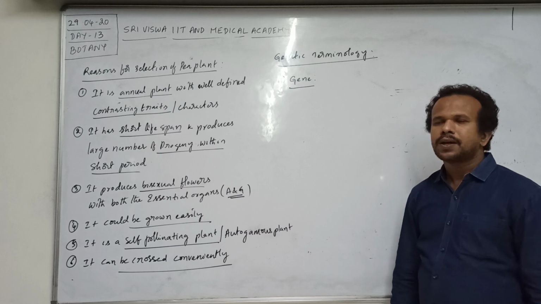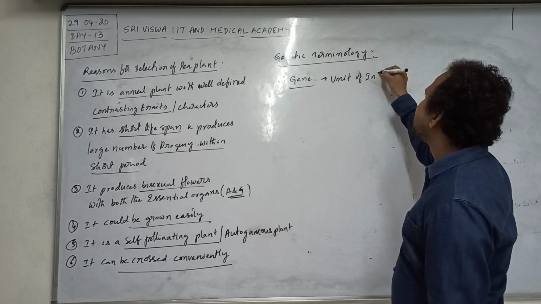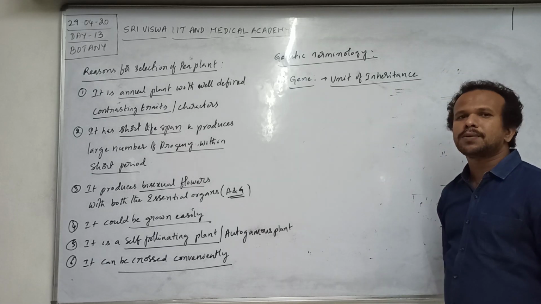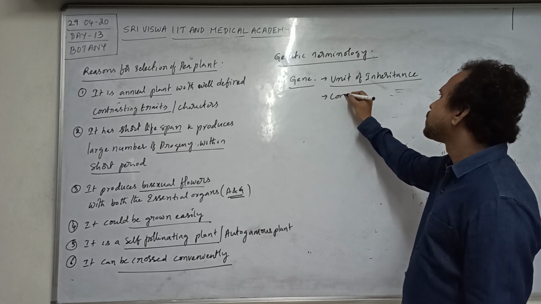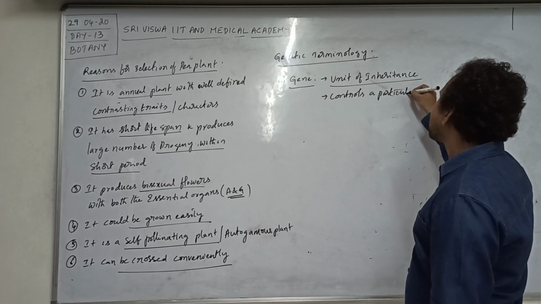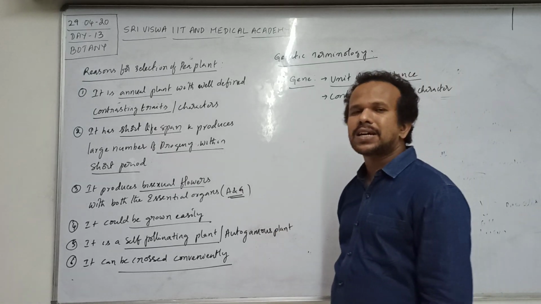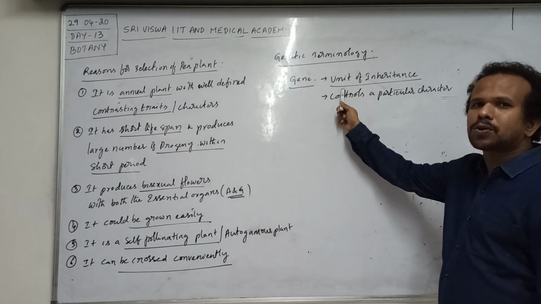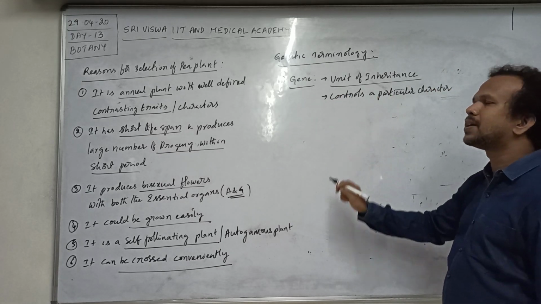Gene means, generally, a unit of inheritance. Simply, a gene is nothing but a unit of inheritance. A gene controls a particular character. Hence, it is said to control the inheritance of a particular character. Hence, it is simply said to be the unit of inheritance.